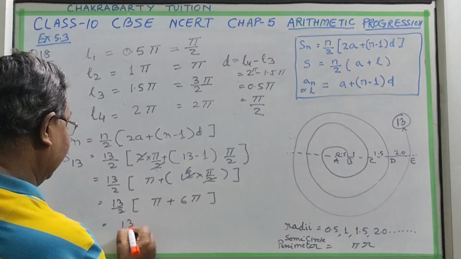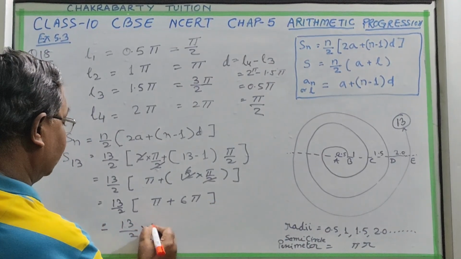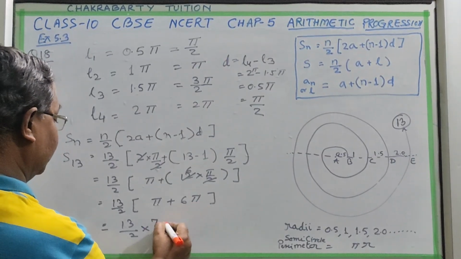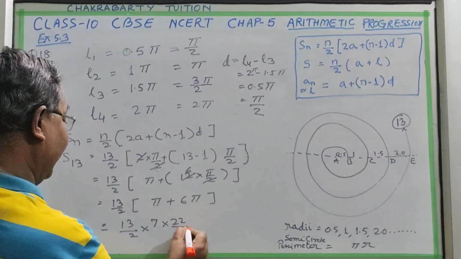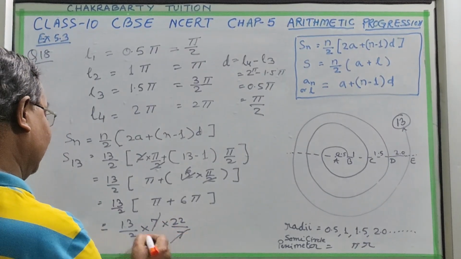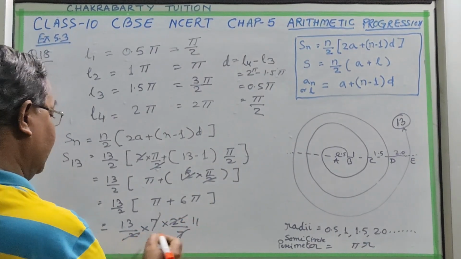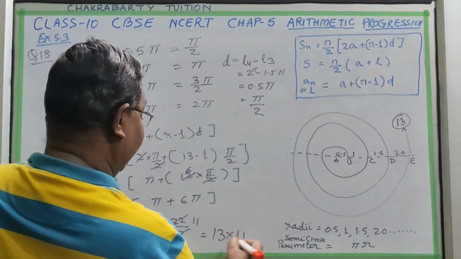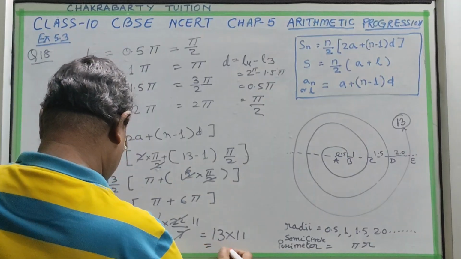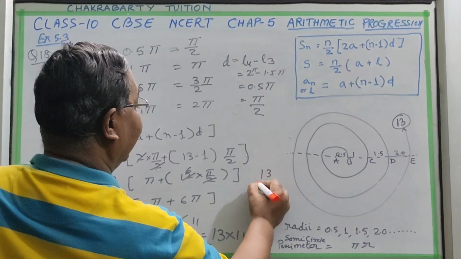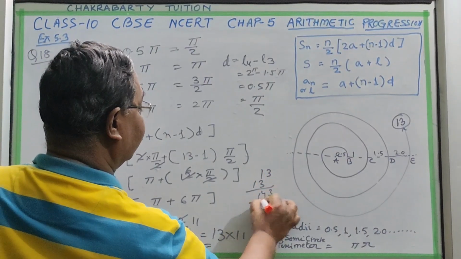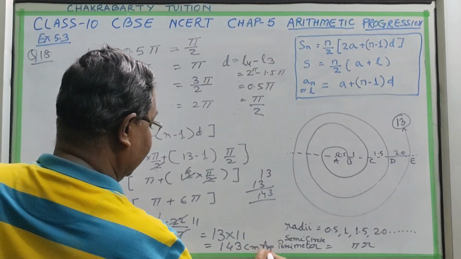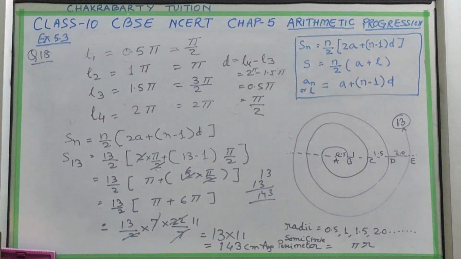So it will be 13 by 2 into 7 pi. And in place of pi you can write 22 by 7 also. So this and this will go out, and this will go out. So it will be 13 into 11. 13 into 11 is equal to 143. So the answer is 143 cm. This will be your answer.